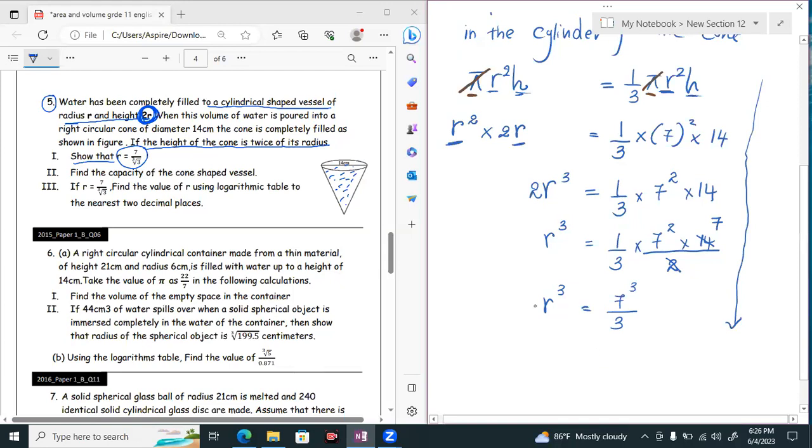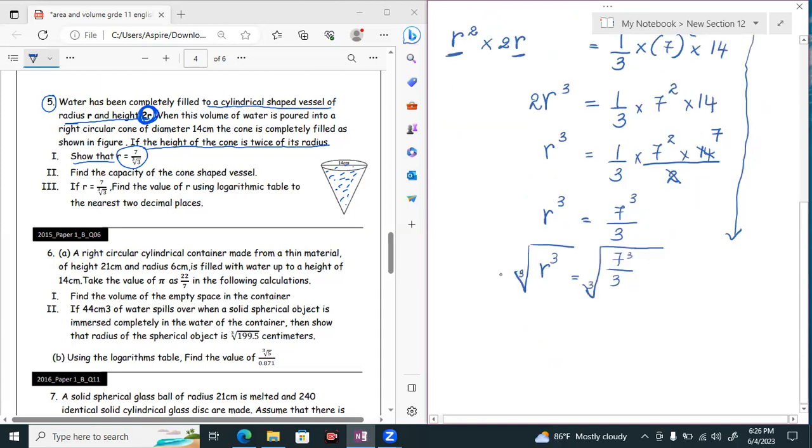Look here, to remove the cube, you have to take the cube root. If you have a square, you take the square root. Now here you have to take the cube root. This side also, take the cube root. It is 7 cubed upon 3. Then the cube root is removed from the cube. Then r is equal to.